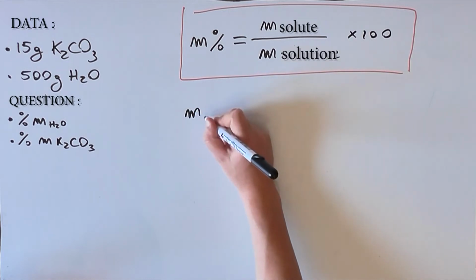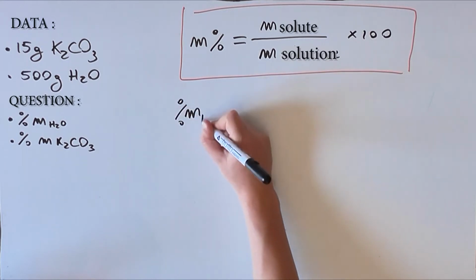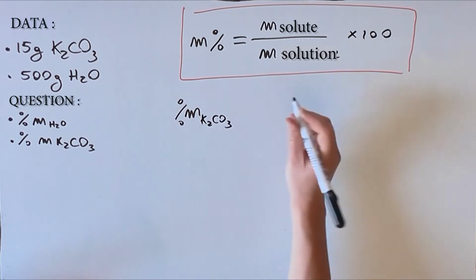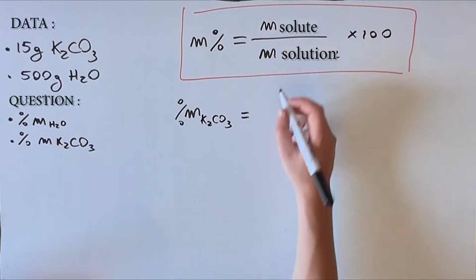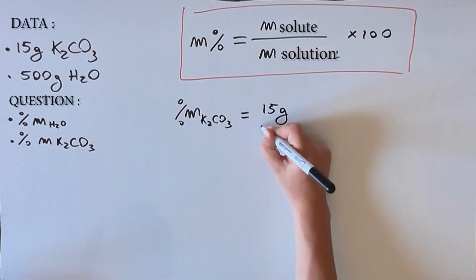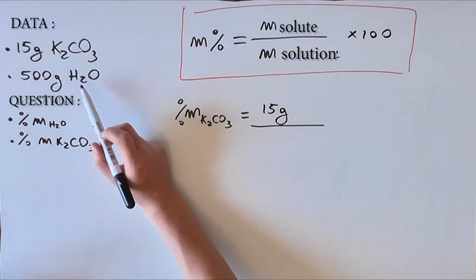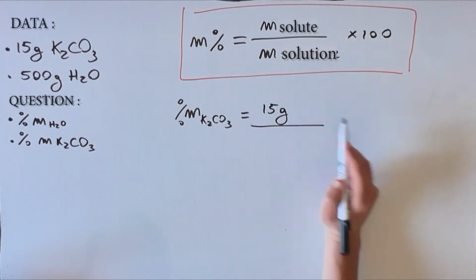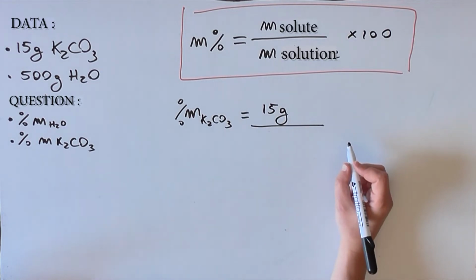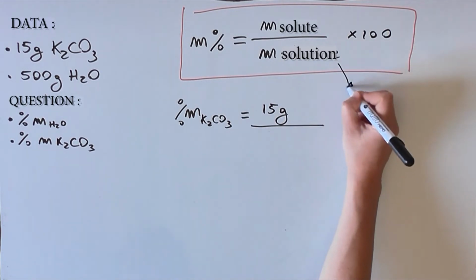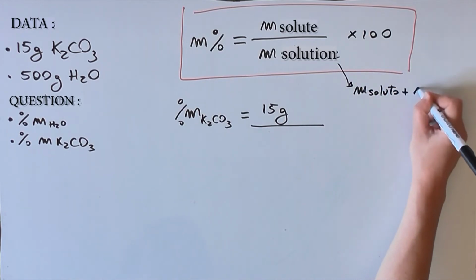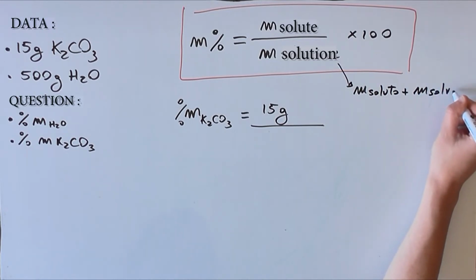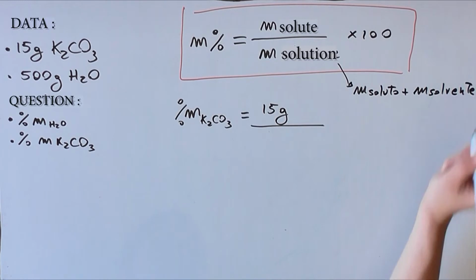Let's calculate first the percentage by mass of K2CO3. We know that we have 15 grams of K2CO3, so let's write it. This is divided by the mass of solution. Now we always need to recall that the mass of solution is given by mass of solute plus mass of solvent. I will write it here. Maybe it's not very visible, but I wrote it mass of solvent.